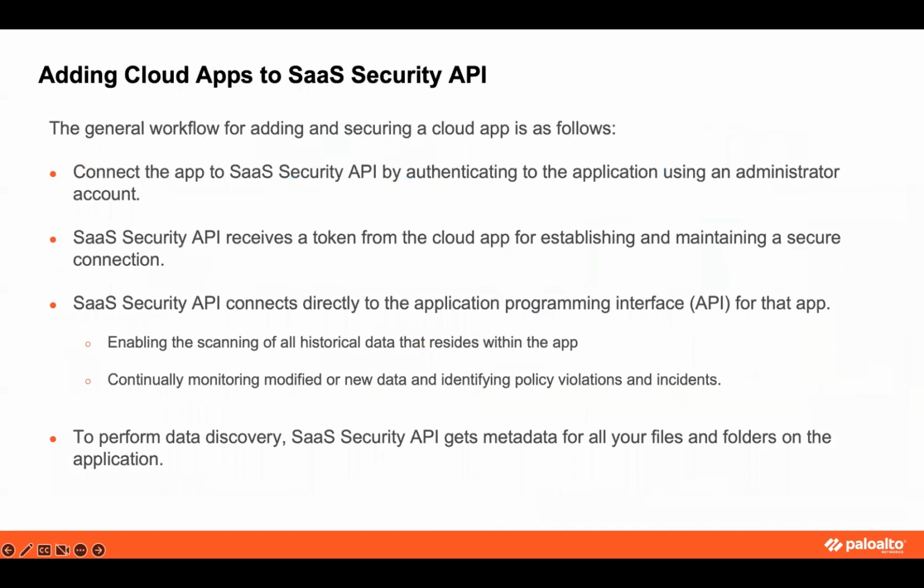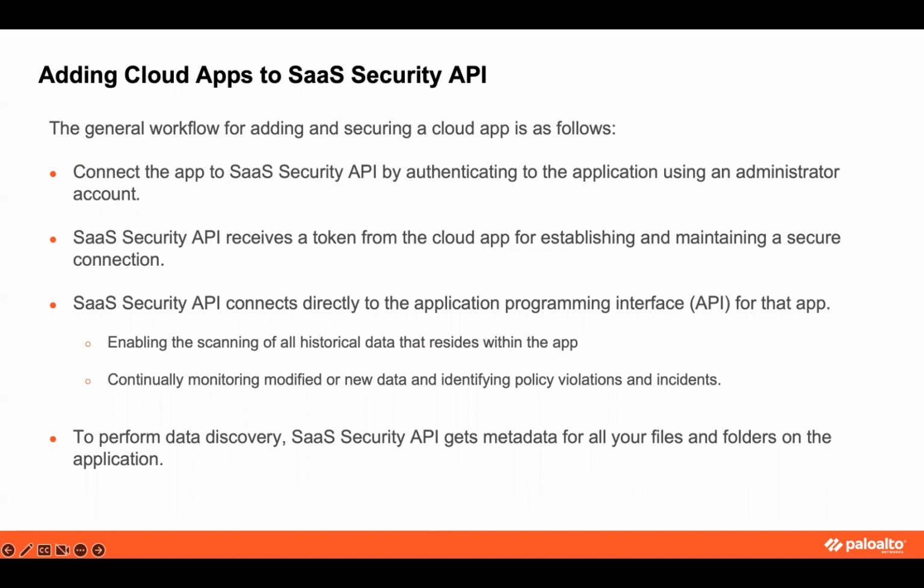Now let's review the workflow for adding and scanning a cloud app. The first step is connecting the cloud app to SaaS Security API. In order to do that, we need to authenticate the app using an administrator account. The privileges requirements are different for each application.